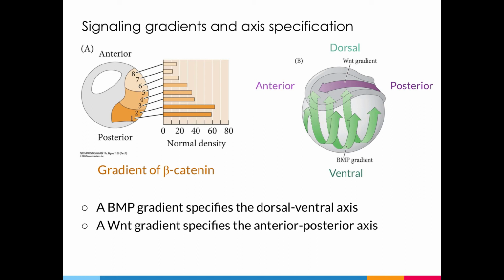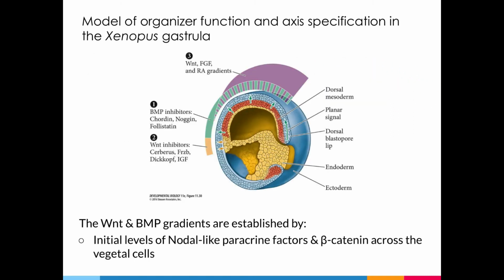So there are two major gradients in the amphibian gastrula, a BMP gradient that specifies the dorsal ventral axis and a Wnt gradient specifying the anterior posterior axis. This figure summarizes the factors involved in the establishment of the dorsal ventral and anterior posterior axis. These factors, which include Wnt and BMP inhibitors, lead to the formation of Wnt and BMP gradients. However, it's important to remember that both gradients are established by the initial gradient of nodal paracrine factors and the presence of the transcription factor beta-catenin in the dorsal vegetal cells.